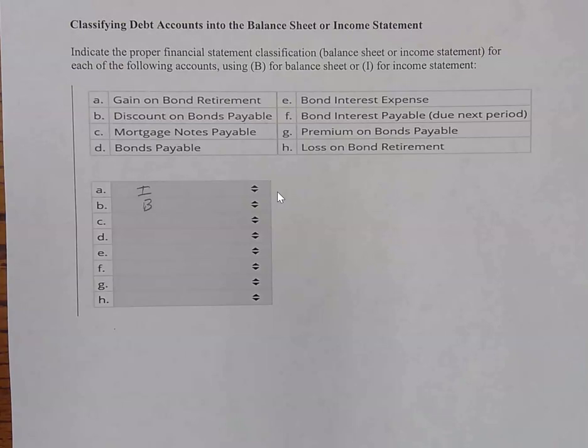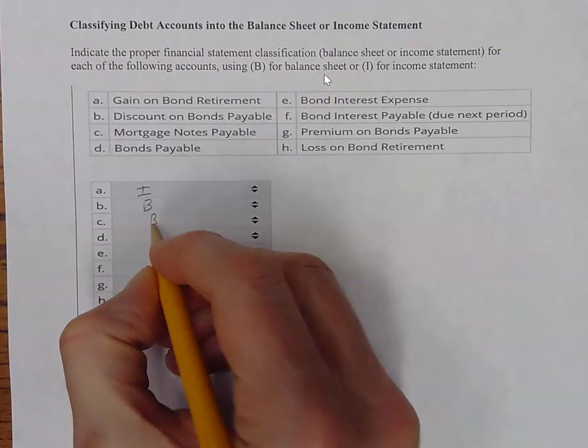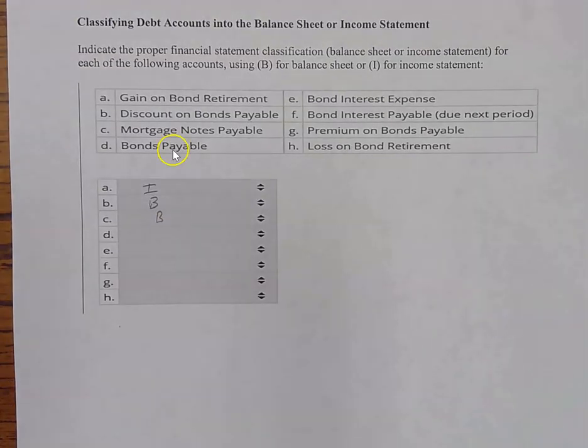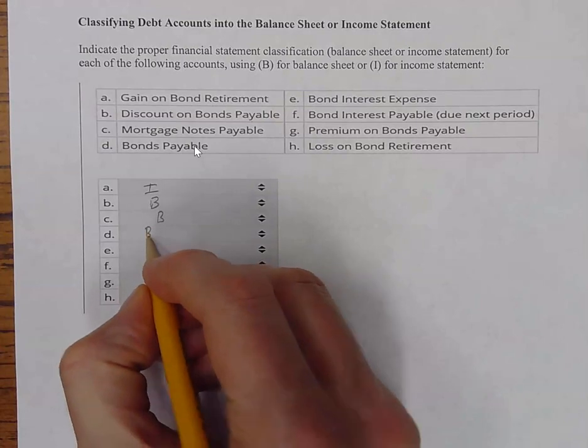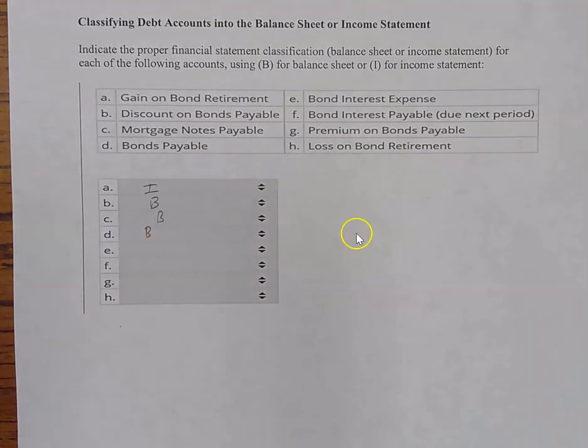Okay, so C, mortgage notes payable. As soon as we see the word payable, we know we have a liability, and hopefully we know that liabilities go on the balance sheet, and specifically this would be a long-term liability. Bonds payable, same story. We know it's a liability, and so therefore it belongs on the balance sheet. And specifically, the bonds payable is usually going to be a long-term liability, if it makes it into the last year, and then it becomes a current liability. Okay.